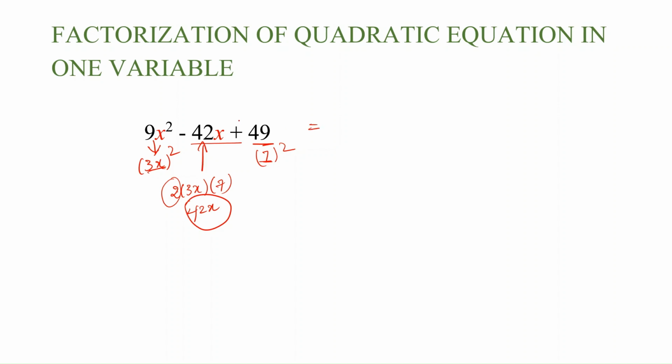By splitting this, here we have a positive sign and in the middle we have a negative sign. So this can be written as (3x minus 7) whole square. We consider the sign of the middle term. This is again from the identity (a minus b) whole square is equal to a square minus 2ab plus b square.